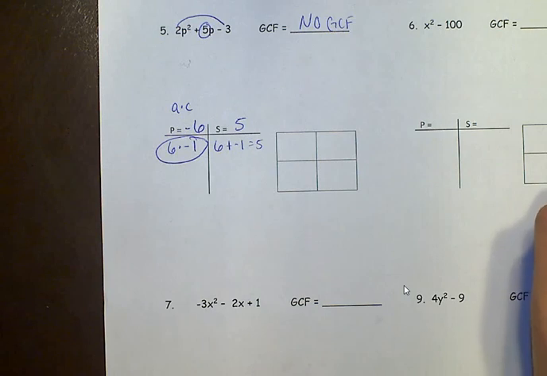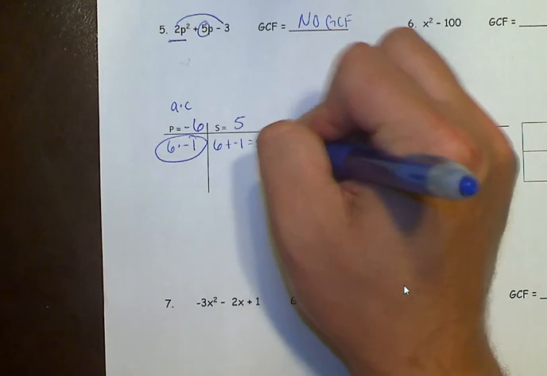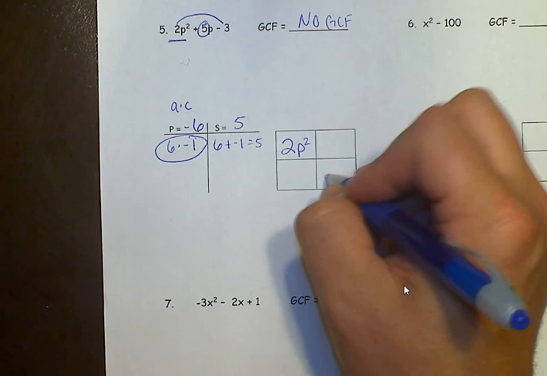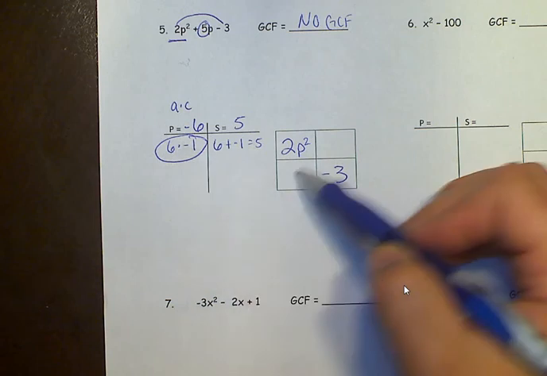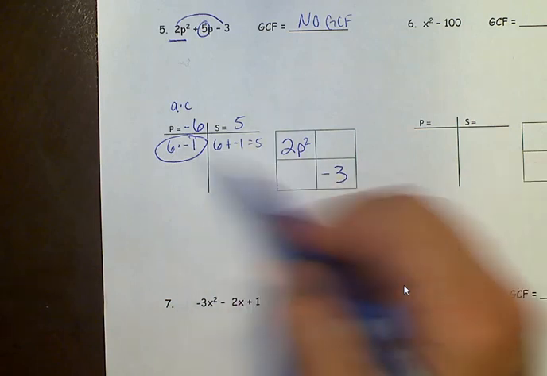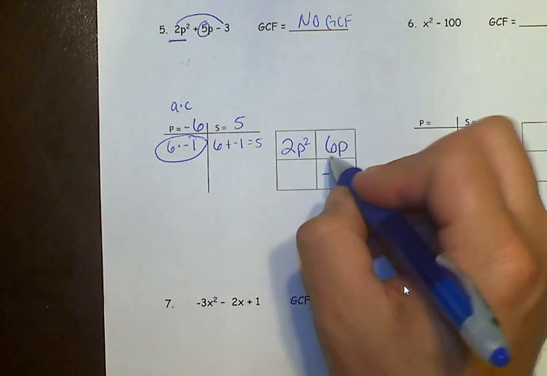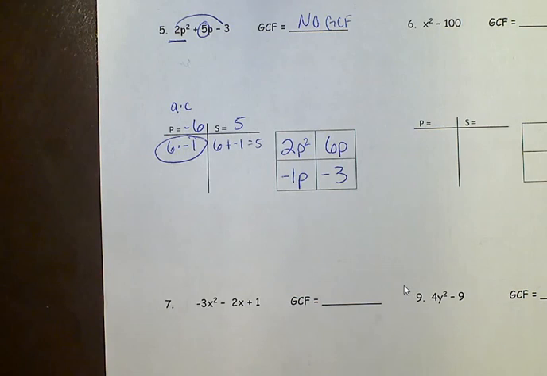My quadratic term, or my first thing here, goes right here, 2p squared. My bottom right goes negative 3. These I can write in either one too. I usually write my first one here, but I could write it here. I do want to make sure I have that p, and negative 1p goes right there. But it makes no difference.